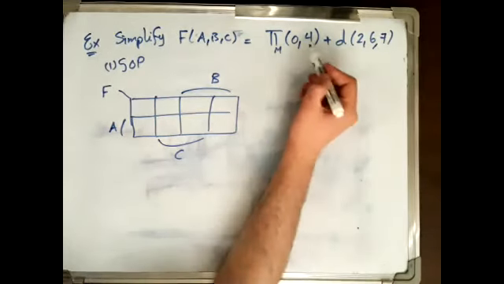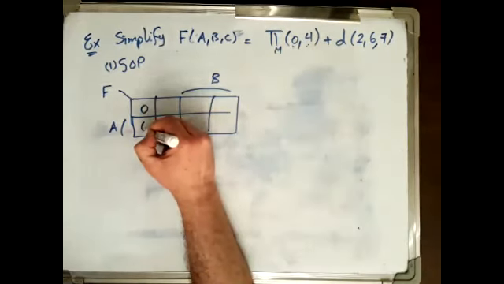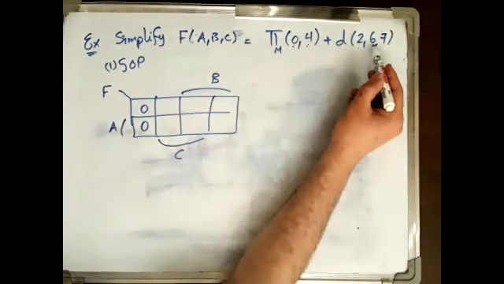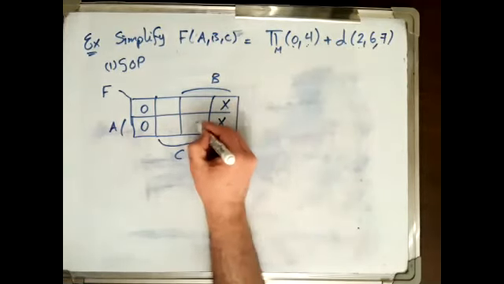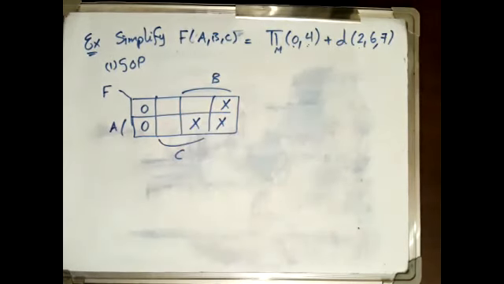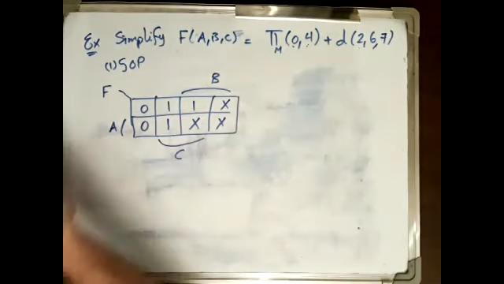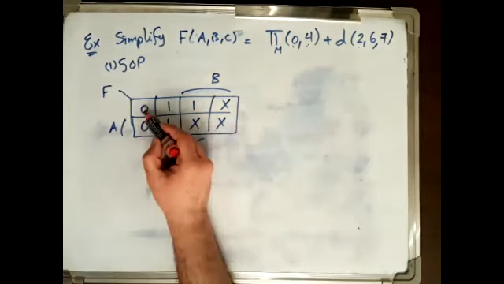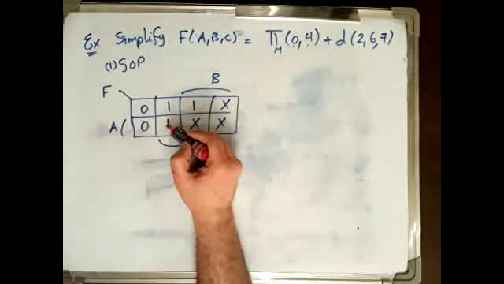So we fill the map. We have two max terms for this function, which are 0 and 4. These are the zeros, the max terms. However, we have also three don't cares, which are number 2, number 6, and number 7. And here we have the ones. The rest are the ones, or min terms for the function.